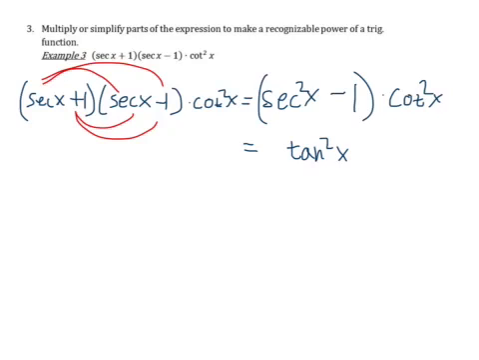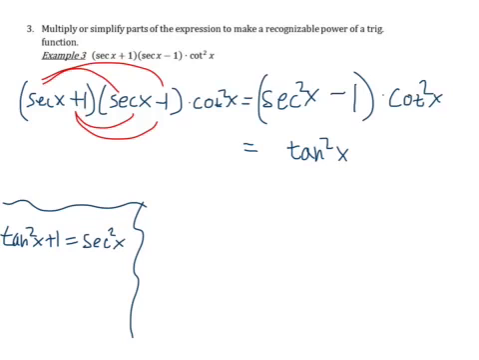A little side note here, we had the fact that tangent squared plus 1 is equal to secant squared. That was our identity. And if we subtract 1 from both sides, we see that this can be written in a different form, and that's like this. And that's what we have up here. Secant of x squared minus 1.